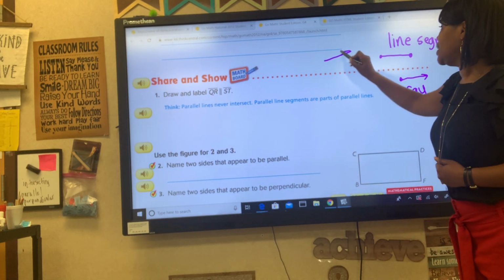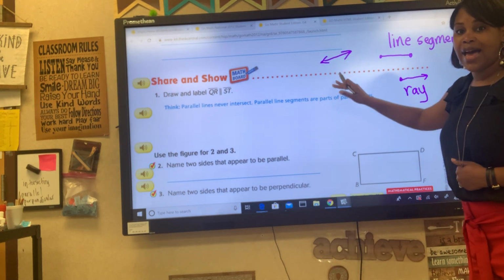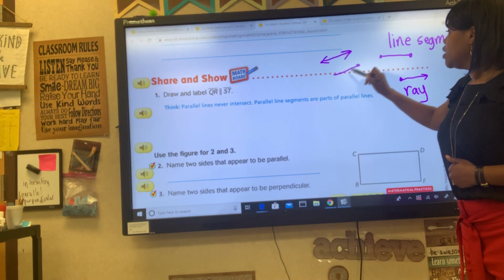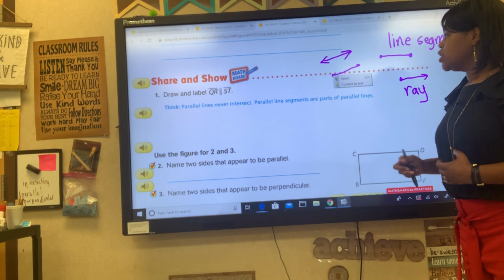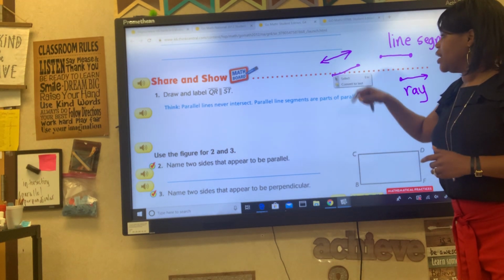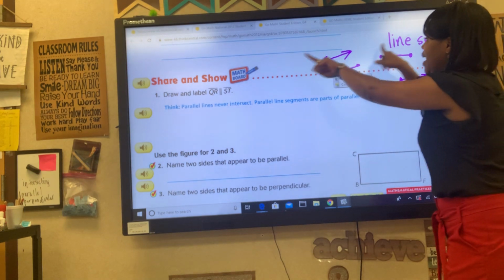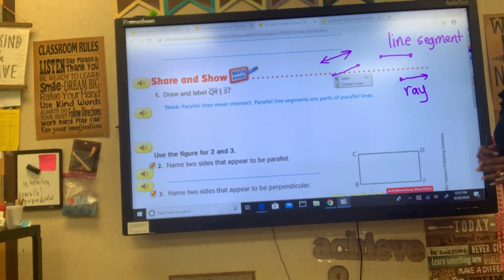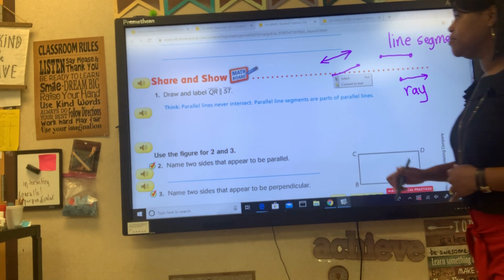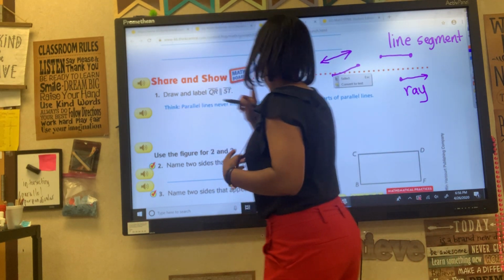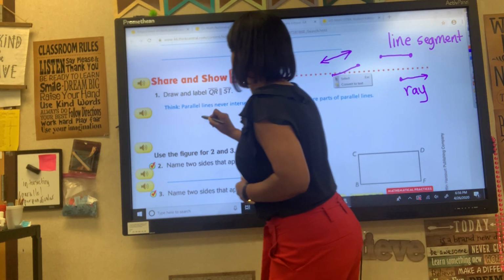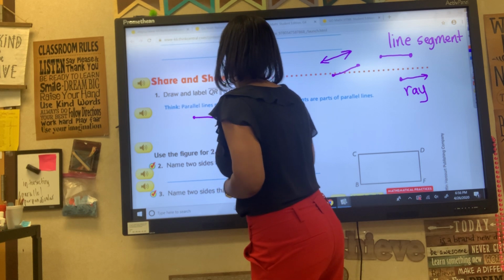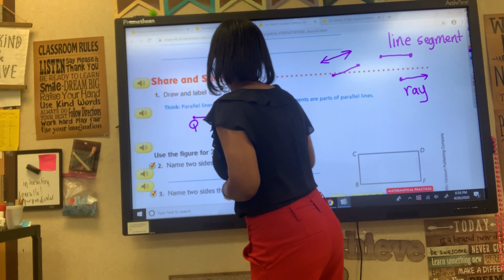So it's not a line. Lines will have arrows on both sides. Instead, there are dots showing endpoints. So it's a portion of a line. A line segment is a portion of a line. A line continues to the right or to the left. A line segment does not. So let's look at number 1. I'm going to show you how to draw. Line segment QR is parallel to line segment ST. So I'm going to draw a line segment, a line with 2 endpoints. So this is line segment QR.